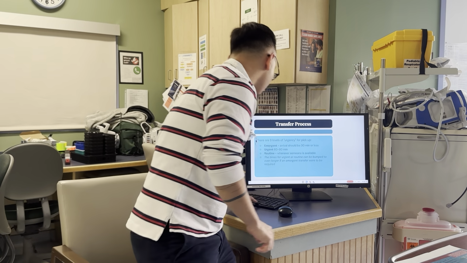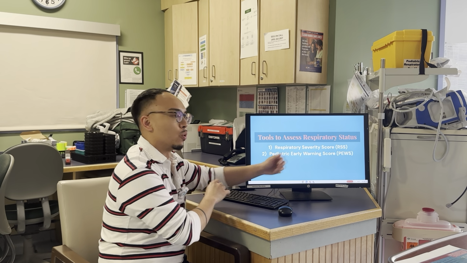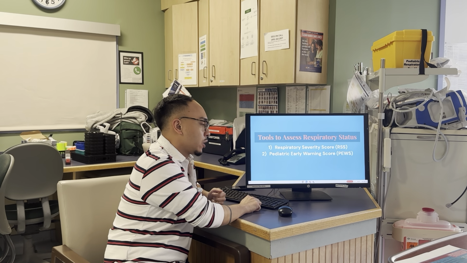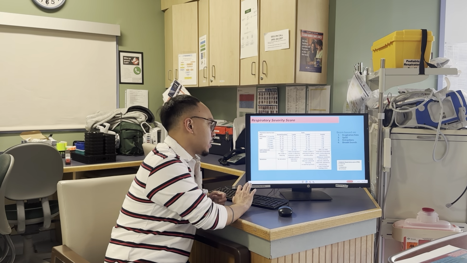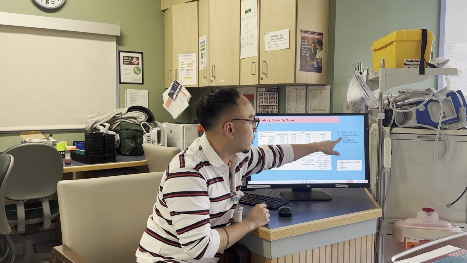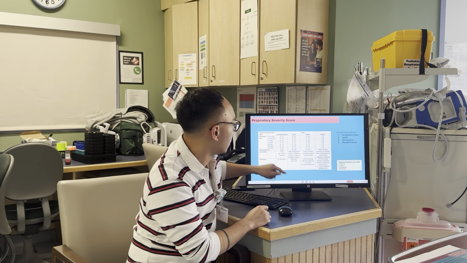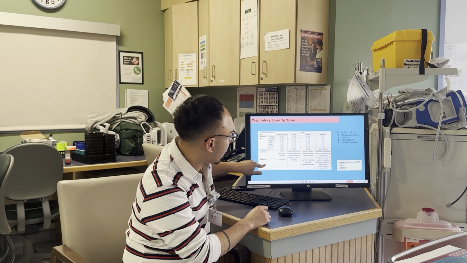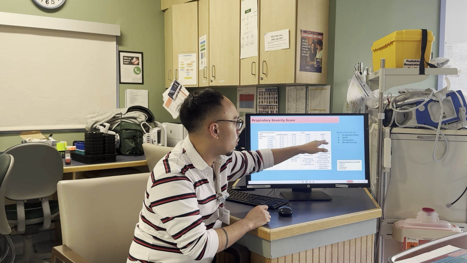Okay, so now let's look at the tools we use to assess respiratory distress. You have the RSS and then you have the PEWS. Really quickly going through the RSS, it's based on 4 parameters: the respiratory rate, the pulse ox, the retractions, and the breath sounds. You can see each of the 4 categories over here, and then based on the severity and worsening symptoms, you're going to add more points.